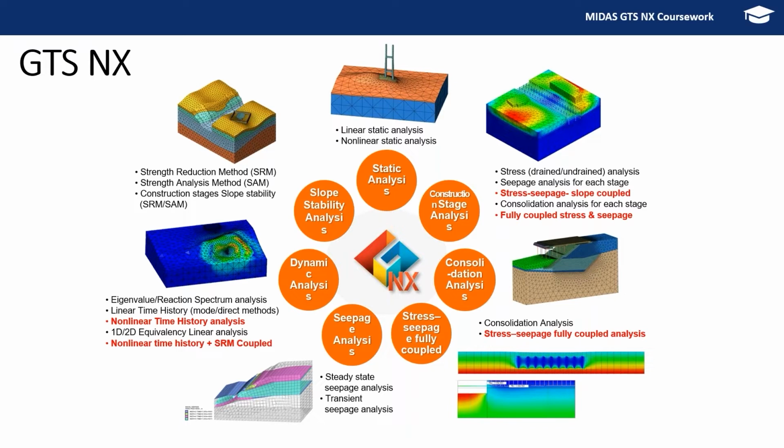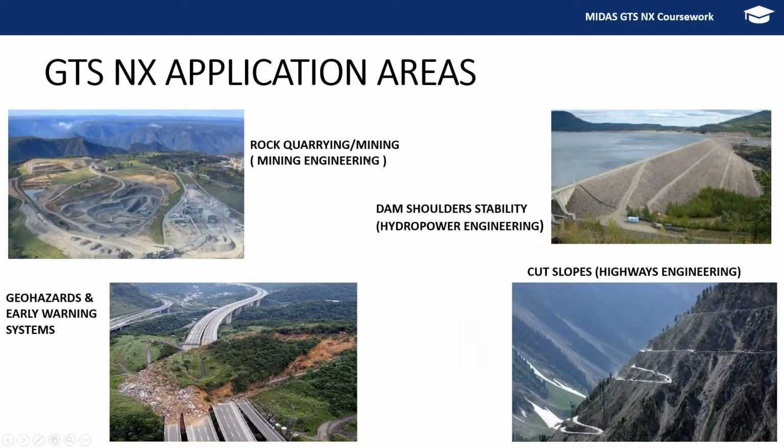Here you can use three methods: the SRM method, or the strength reduction method, the SAM method, the strength analysis method, or the construction stage slope stability method. Employing all of these, GTS NX can be used to test slopes in the following application areas. You can use GTS NX to test the slopes of open pit mining. You can look for the global equilibrium or local factor of safety depending on your critical areas.